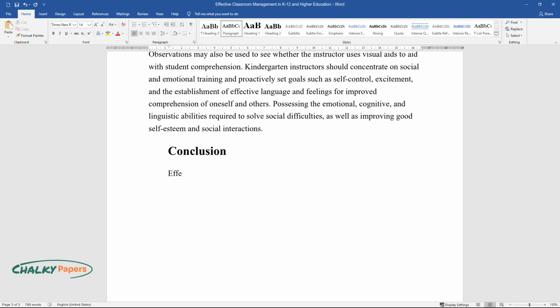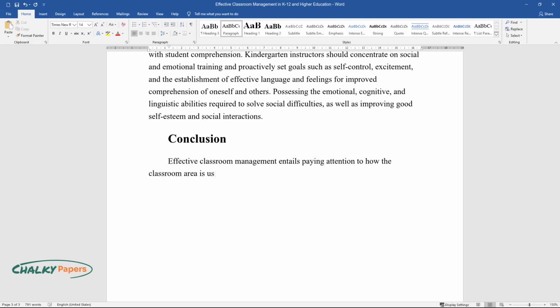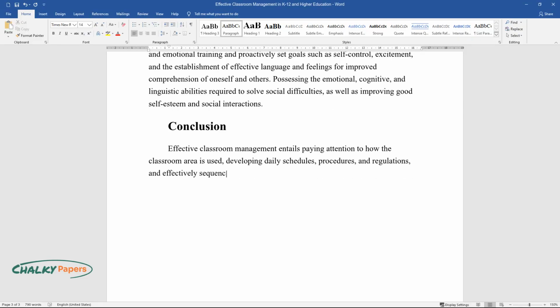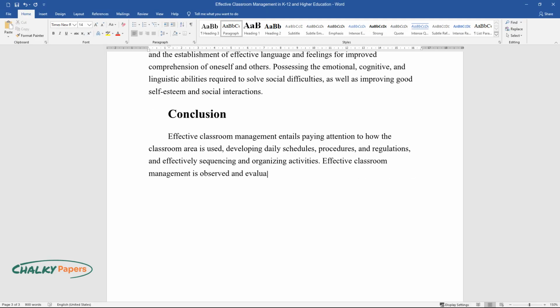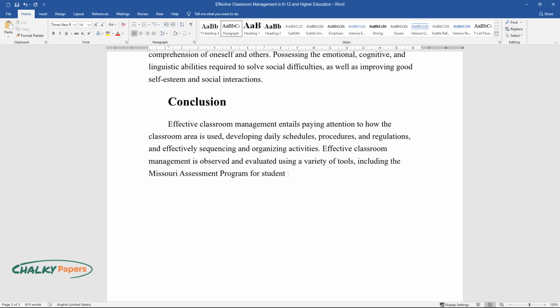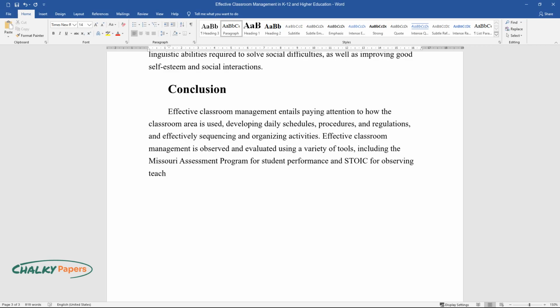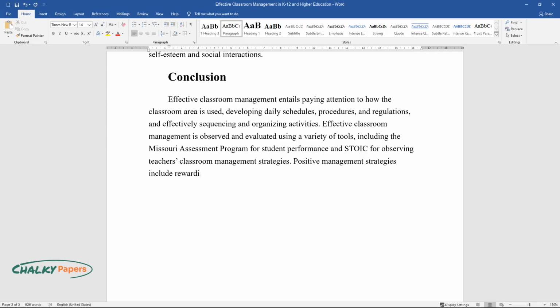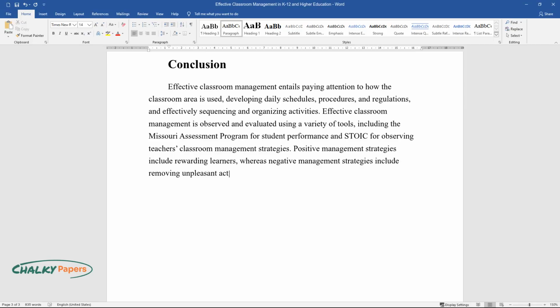Conclusion. Effective classroom management entails paying attention to how the classroom area is used, developing daily schedules, procedures, and regulations, and effectively sequencing and organizing activities. Effective classroom management is observed and evaluated using a variety of tools, including the Missouri Assessment Program for Student Performance and STOIC for observing teachers' classroom management strategies. Positive management strategies include rewarding learners, whereas negative management strategies include removing unpleasant actions to achieve desired behaviors.